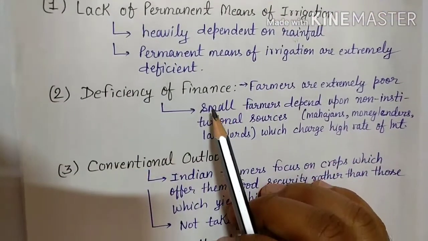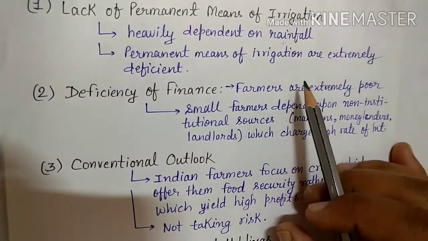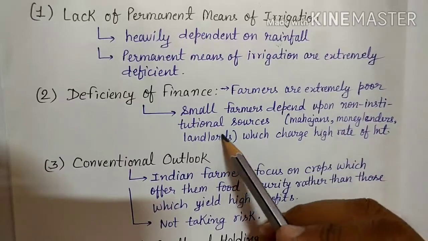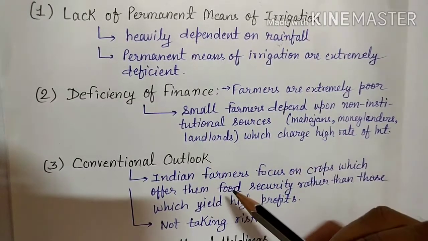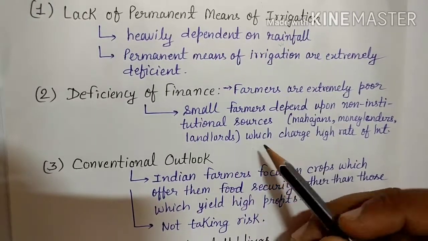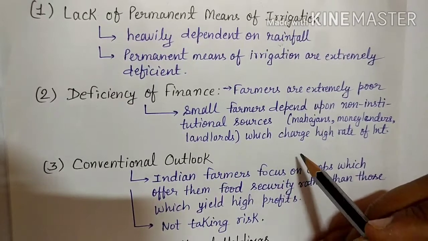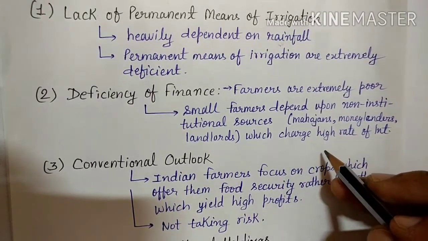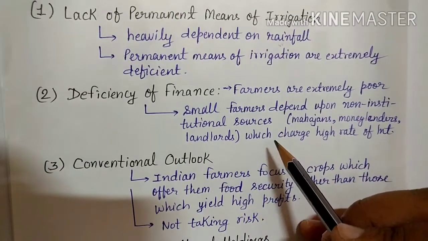Then comes what? Deficiency of finance. As you know very well, the financial condition of farmers is worst. So farmers are extremely poor. The small farmers depend on non-institutional sources like mahajans, money lenders, landlords, and when they give them money as a loan, they charge a high rate of interest. This int. dot means interest, you can write it in full here, okay. They charge a high rate of interest, which also becomes a problem for these farmers.